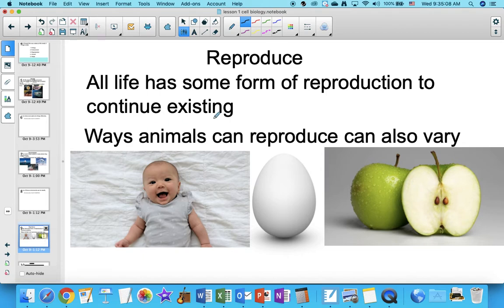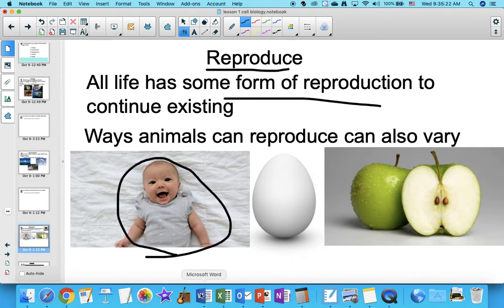Reproduction. Well, all life needs a form of reproduction to continue existing. If they couldn't make more of themselves to reproduce, then that life form won't exist anymore. So we as humans make little babies, right? Chickens, most birds, lizards will make eggs, and plants will make seeds. And many of them will make fruit so that animals and other things will consume the fruit and spread the seeds out. And so all living things have their own way of reproducing, and they have their own way of making sure that their form of life continues to exist.